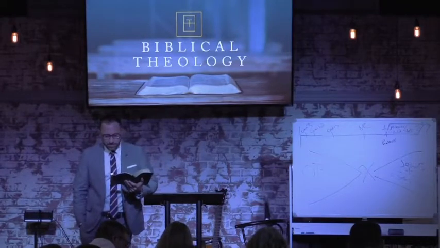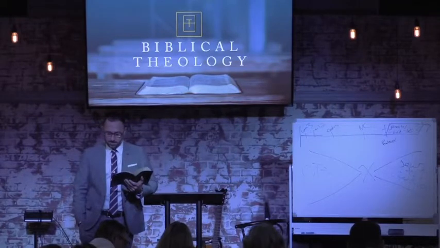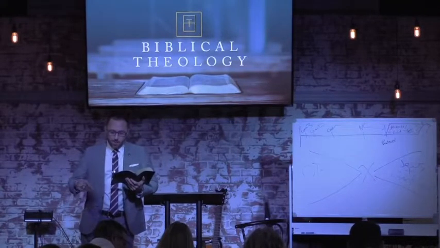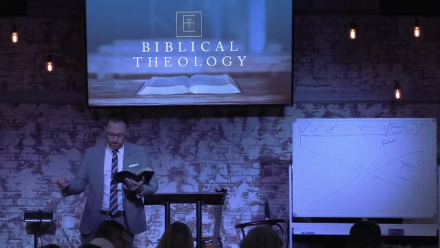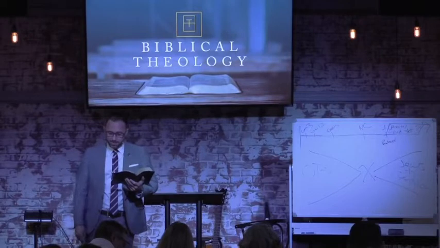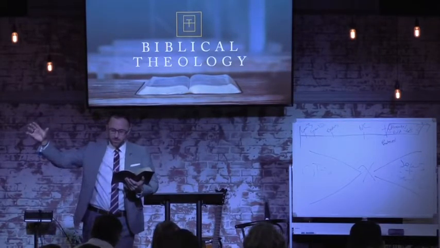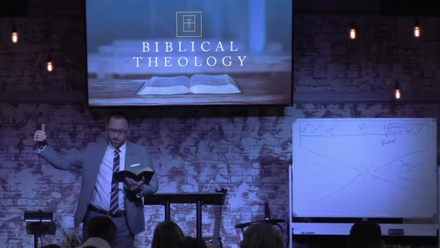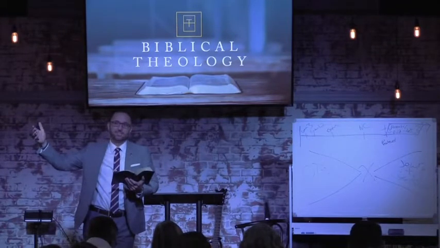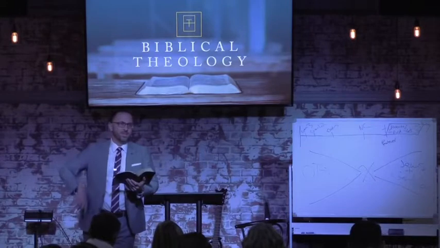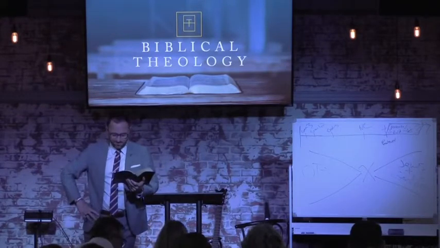For neither circumcision counts for anything, nor uncircumcision, but a new creation. And as for all who walk by this rule, peace and mercy be upon them, upon the Israel of God. So he mentions this rule of the new creation. What is the rule according to the text? What is the rule of the new creation according to the text we just read?